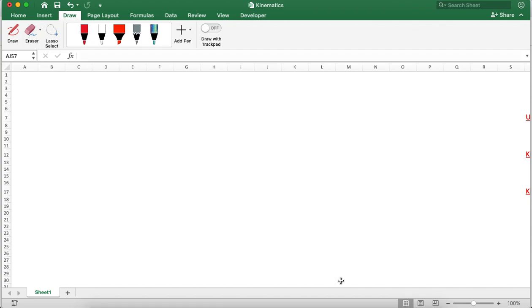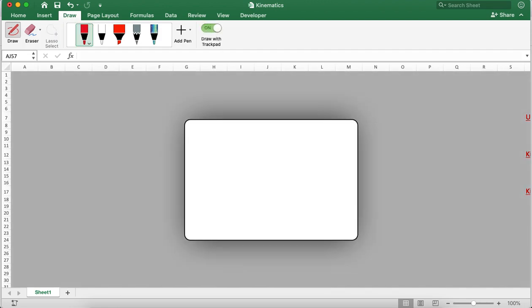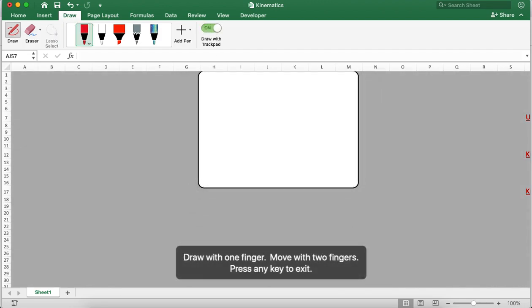To intermediate physics. Today I am going to explain the concept of kinematics. So the topic today is kinematics. First, let me define what kinematics is.